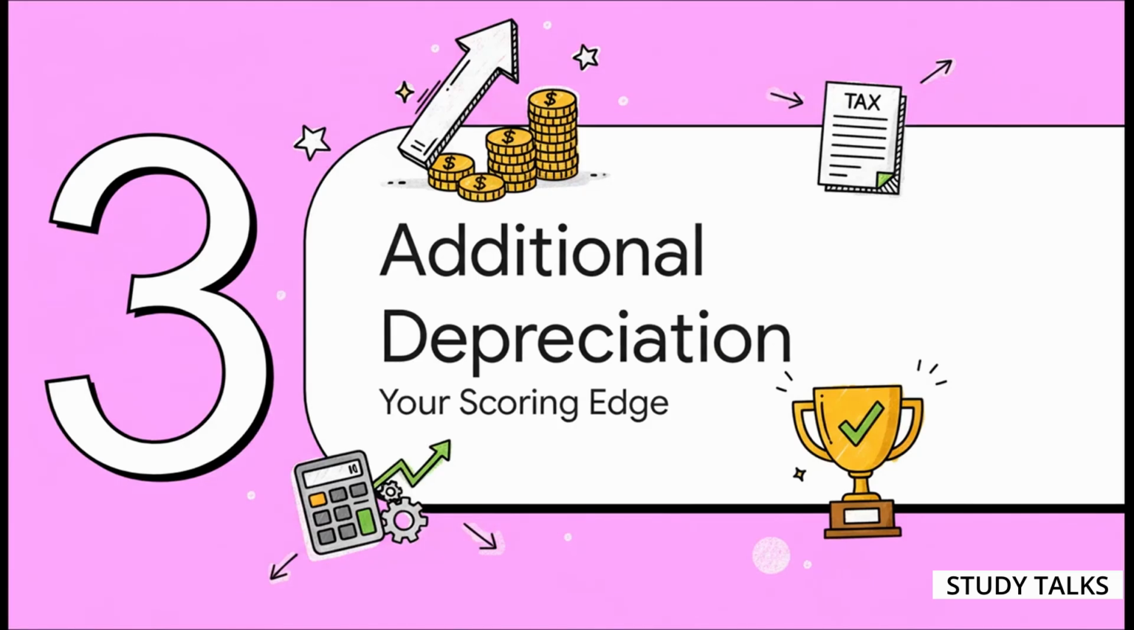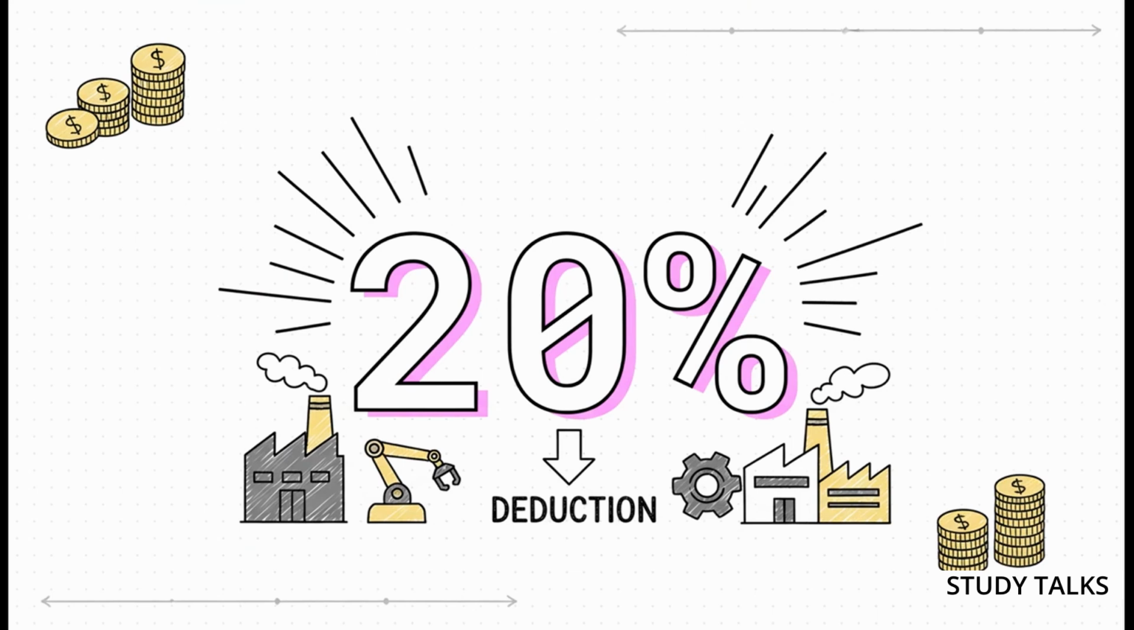Now for a topic that can seriously boost your score. Additional depreciation. This is a scoring area you cannot afford to skip. I know a lot of students find it confusing, but it's actually pretty straightforward and offers easy marks if you just know the rules. The rate? It's a flat 20%. Just think of it like a bonus deduction for investing in your business. It's extra depreciation on top of your normal depreciation on the actual cost of new eligible plant and machinery. The whole point is to incentivize businesses to modernize and expand their manufacturing base.